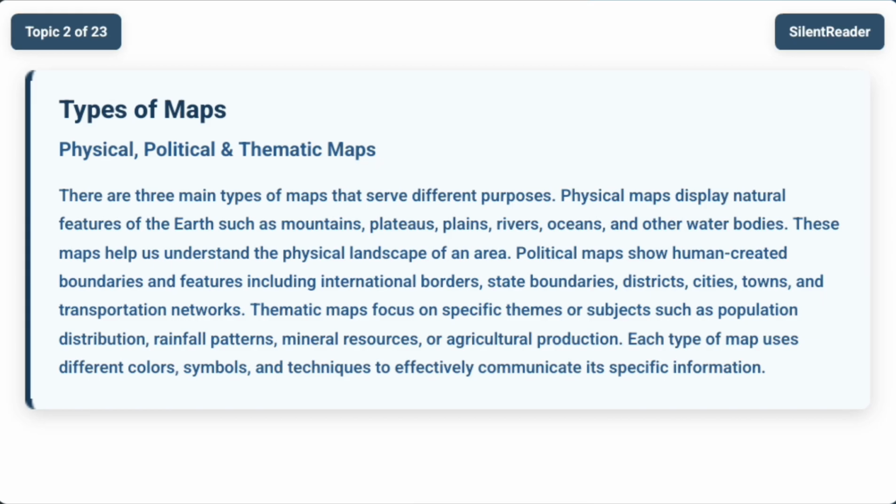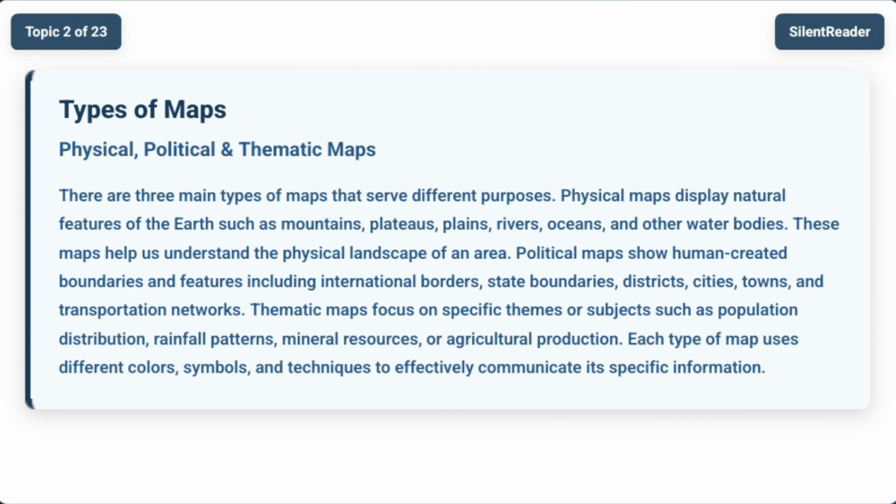Types of maps. There are three main types of maps that serve different purposes. Physical maps display natural features of the Earth such as mountains, plateaus, plains, rivers, oceans, and other water bodies. These maps help us understand the physical landscape of an area.